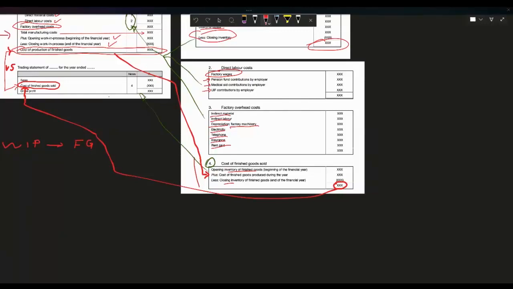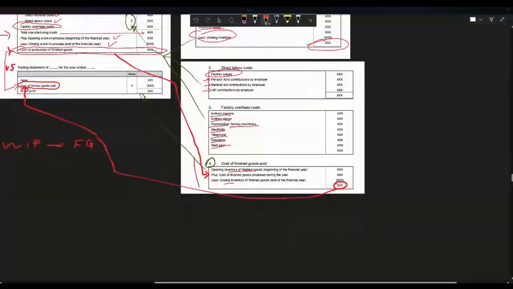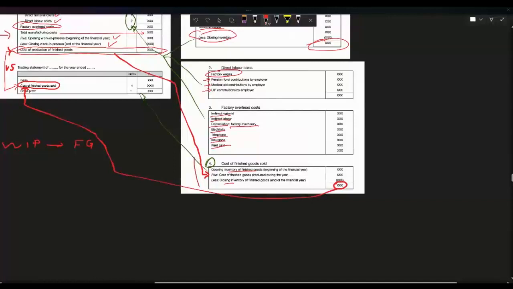So we have the opening inventory of finished goods, the finished goods that came from last year, plus the goods that we produced this year, minus those that we are not going to sell. That's what gives us what was sold. So what was not sold, the finished goods that were not sold, is the closing inventory of finished goods. That's it. Whatever came from last year plus what we produced this year, minus what we are going to be left with.